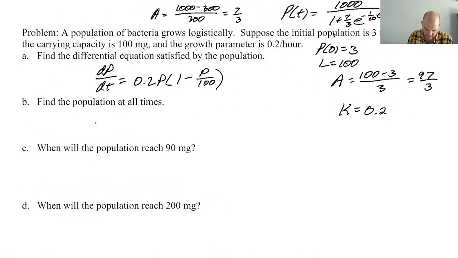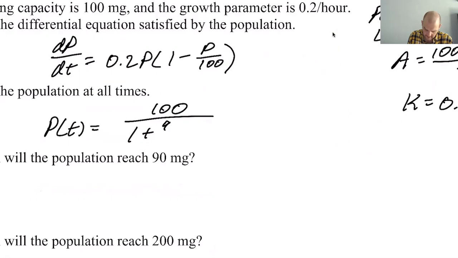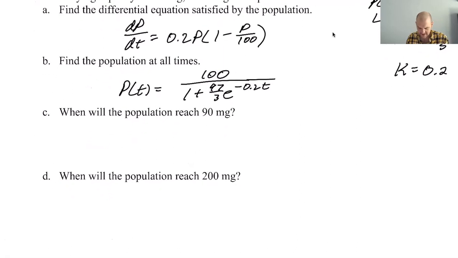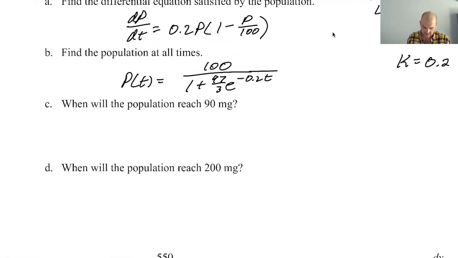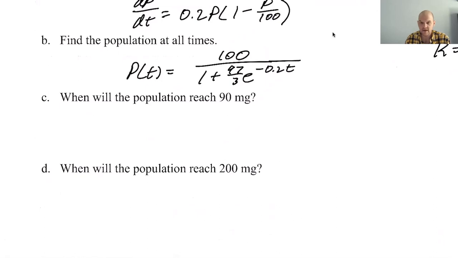Find the population. So that's going to be P of t. We already calculated A, so it's the limit over 1 plus A, we got 97 over 3, e to the negative K, which is 0.2t. And there you go. When will the population reach 90? When will it reach 200? Gross. All right. Algebra.